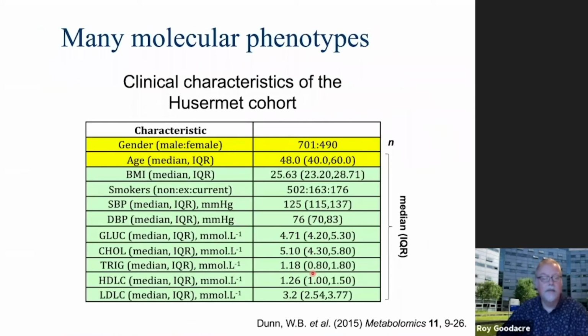And there are many molecular phenotypes. If you're interested in the paper, it's there, and it'll appear again at the end. I'll just talk a little bit about gender and a little bit about age, but we also look at things like BMI, smoking, blood pressure, and they're reported in the paper.